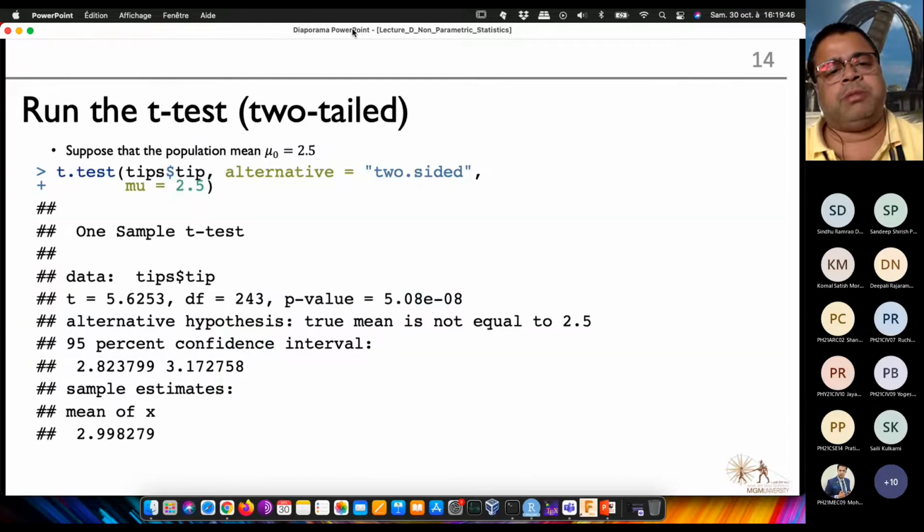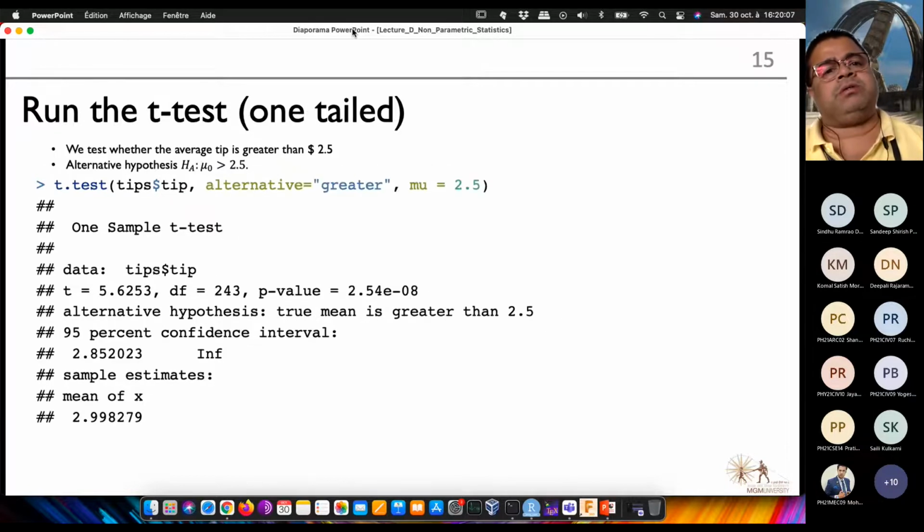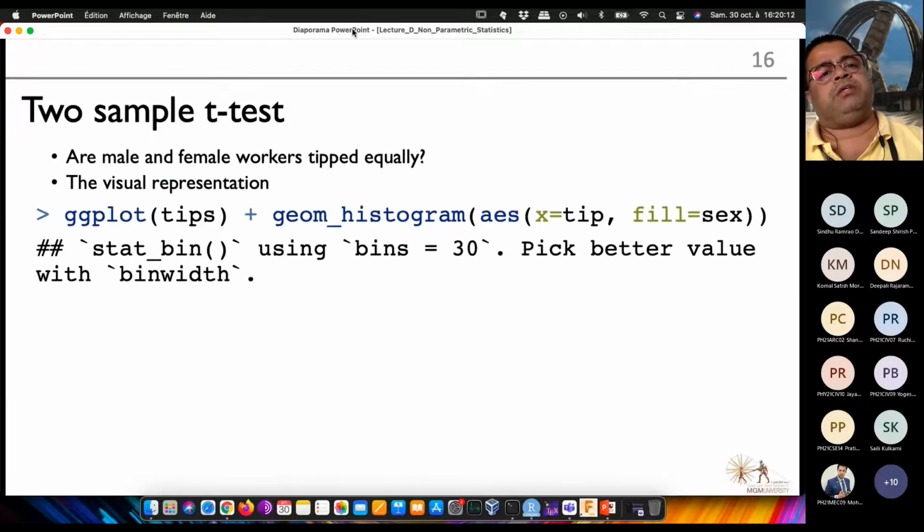So now what you have to do is run the t-test. Remember, I have to say not equal to. If I say not equal to, that means it becomes a two-tailed test. If I say less than or greater than, it will become a one-tailed test. So I'm going to run a two-tailed test. Okay, so let us see this. Now let us do this.